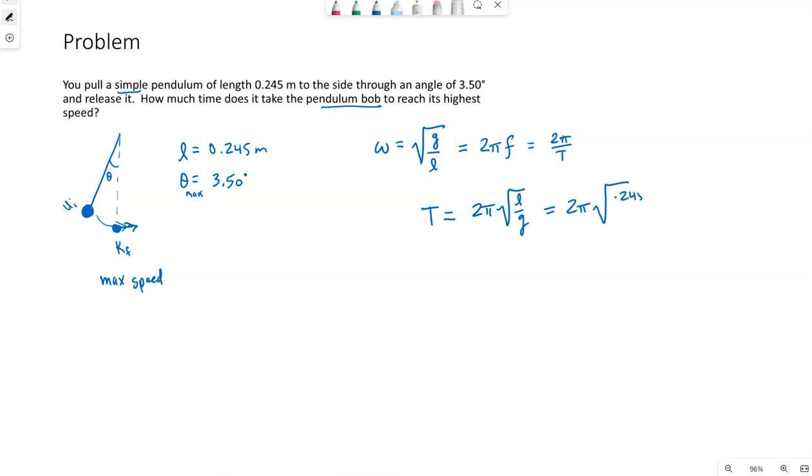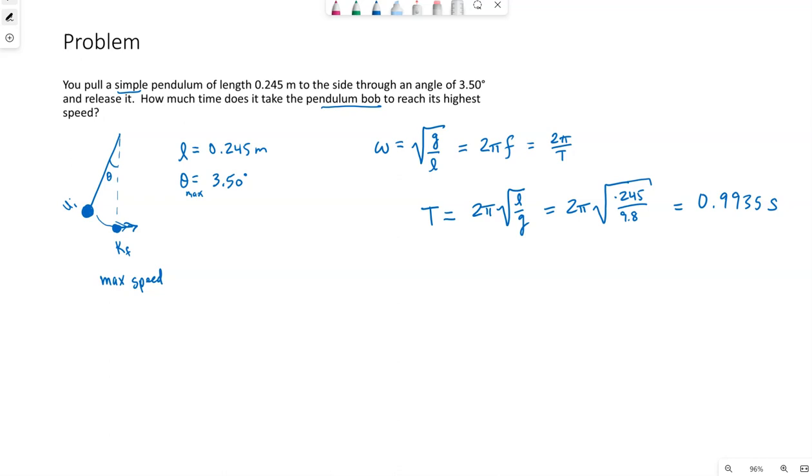So 0.245 meters over 9.8 meters per second squared. The period of this simple pendulum, I'm plugging it in, I'm getting 0.9935 seconds. And again, I'm keeping more digits than what are given so that I can minimize rounding errors. Now, this is not the answer to this problem, but we can get the answer and reason out what the answer is.